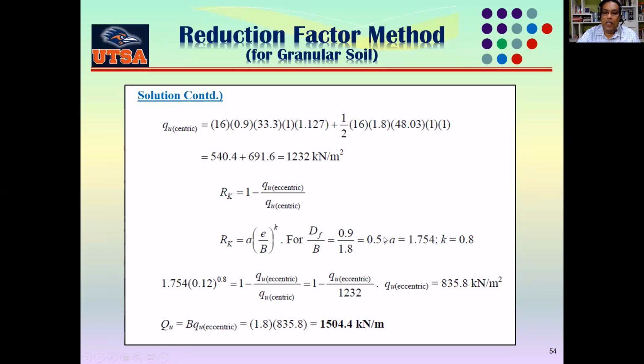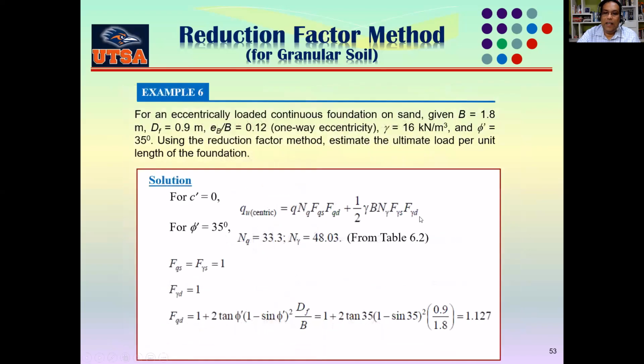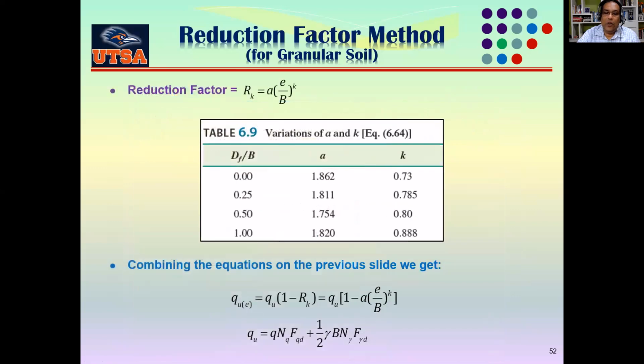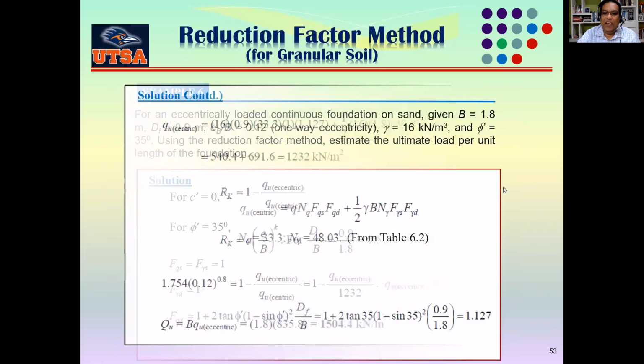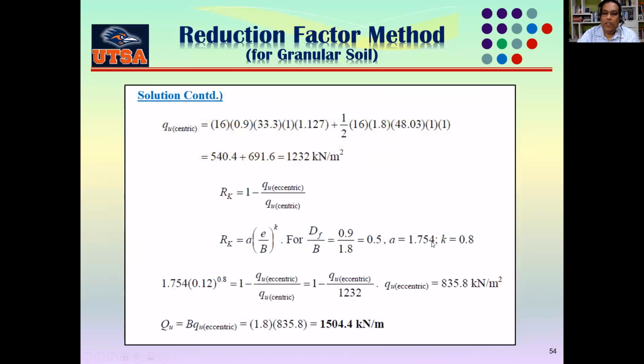So if you go to the table for dA by B 0.5, you get your A and K from there. Okay, let me go back there and show you. So dA by B is equal to 0.5. So this is your A, 1.754, and your K is 0.8. Okay, so that's what they are using here, 1.754 and 0.8.